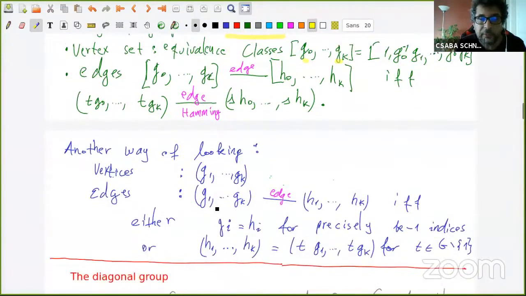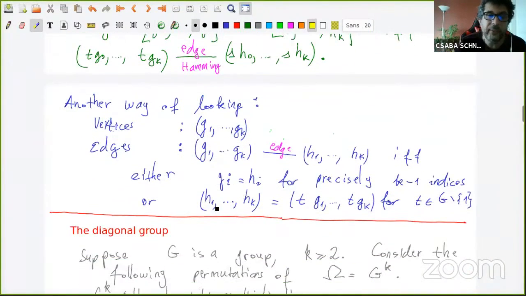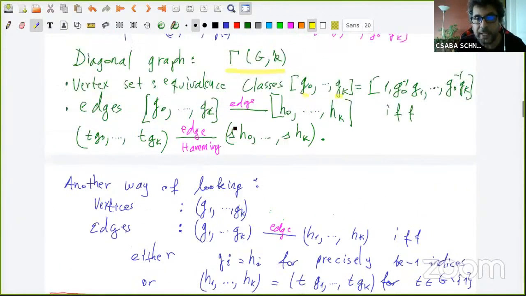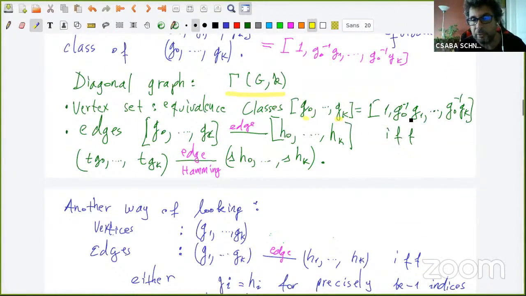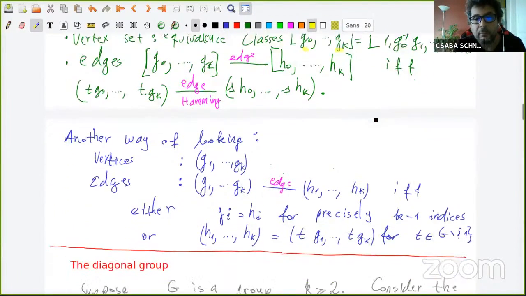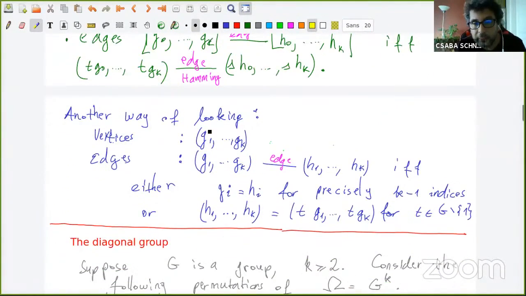So another way of looking at this diagonal graph is written here. This is an equivalent definition of the same graph. I'm now going to look at vertices as k-tuples. As I said, every equivalence class can be identified with a unique k-tuple, assuming that the first entry is equal to 1. So in the second definition of the graph, I identify vertices with k-tuples.